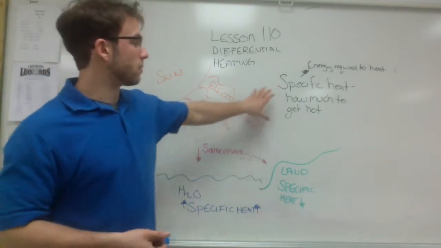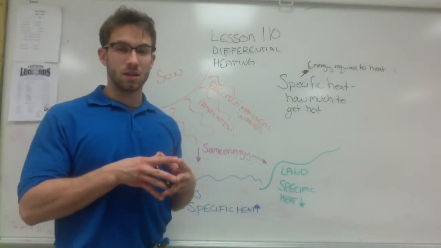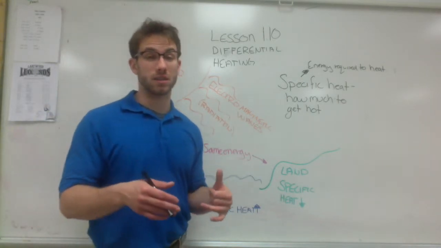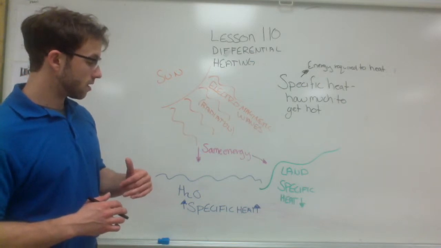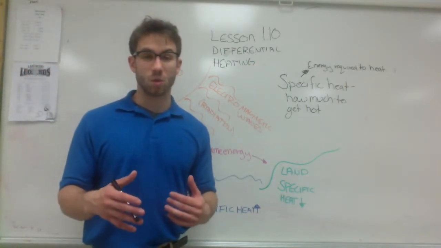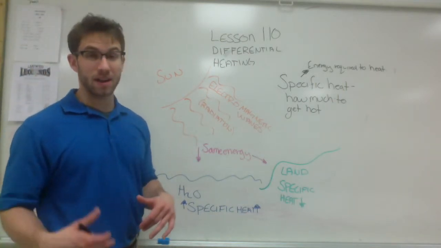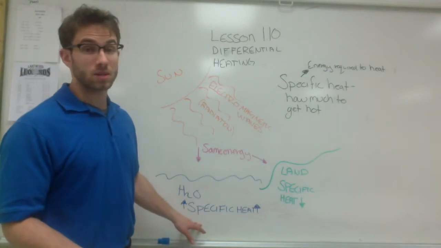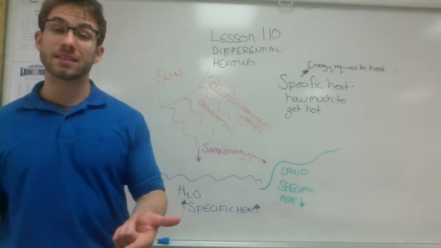So the specific heat, one more time, is how much energy it takes as heat to warm 1 gram of anything by 1 degree Celsius. That means that the higher the specific heat we have, the more heat and energy it takes to warm something. And the lower the specific heat, the quicker and faster things are going to heat. So higher specific heat, more time, more energy to heat. Lower specific heat, lower time, less energy to heat.